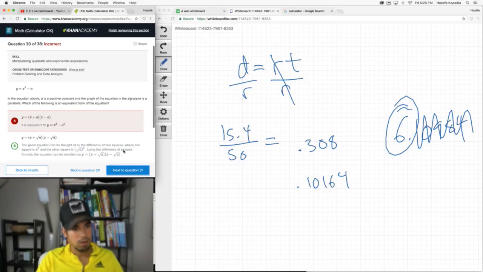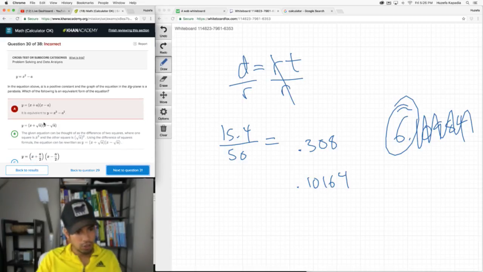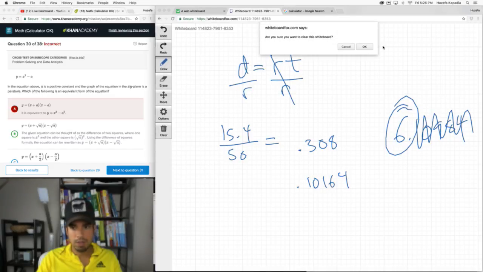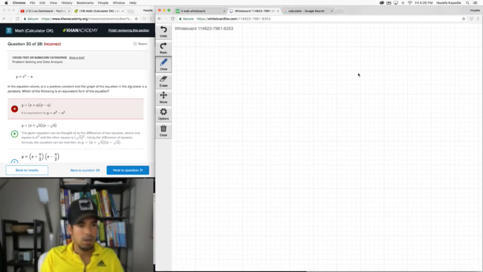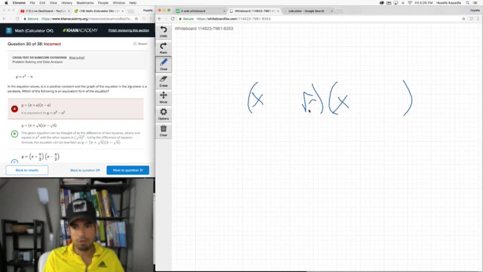Incorrect, 30. What did I say? I thought I selected B. Okay. Well, this is the one where I told you I made a mistake. It's a difference of squares, and I said it's x, and this has got to be square root a, this has got to be square root a plus minus.